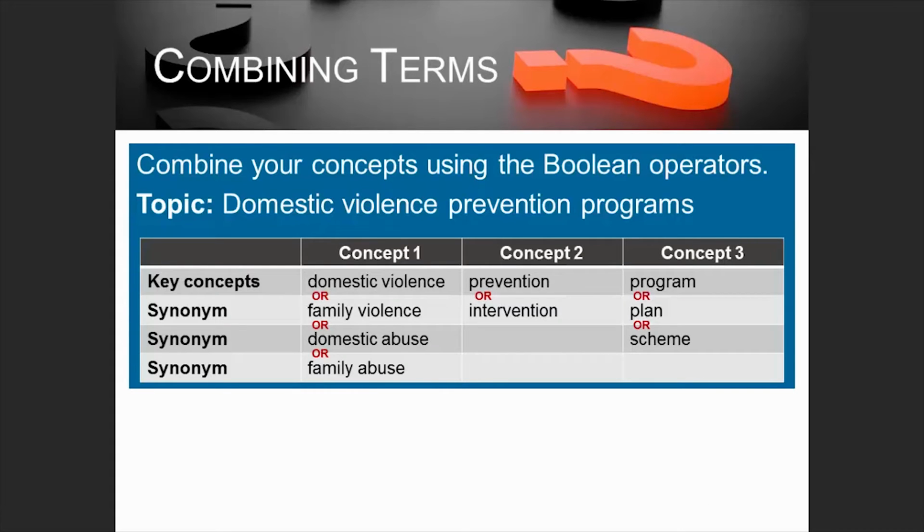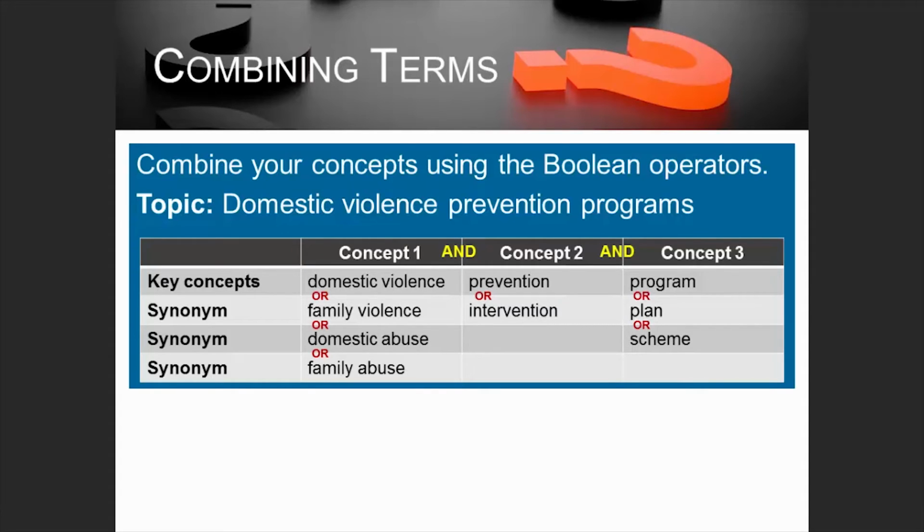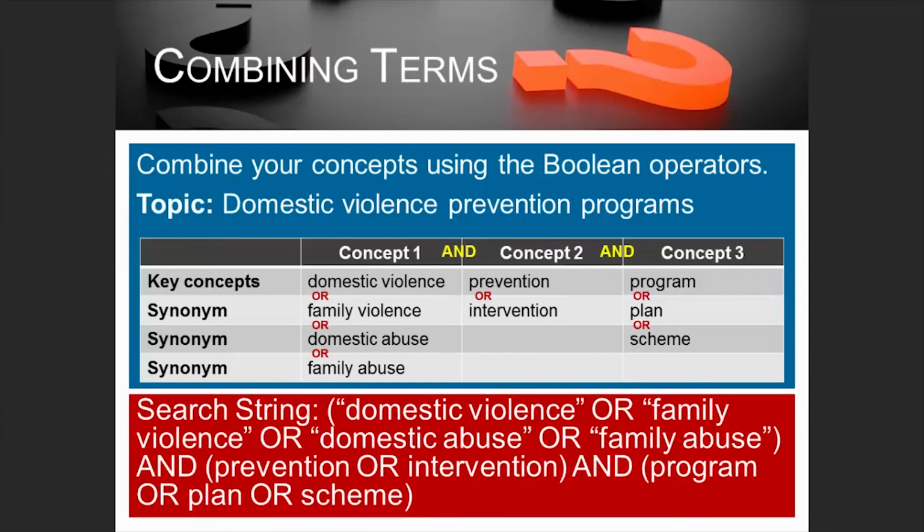Now that you know what the basic Boolean operators are, we can start combining our terms. If you look at the table, all terms under Concept 1 should be combined using the or operator, and the same goes for Concept 2 and 3, which will sort of look like this. Now, in order to combine the 3 concepts, you use the operator and. Your search string should look a little like this.